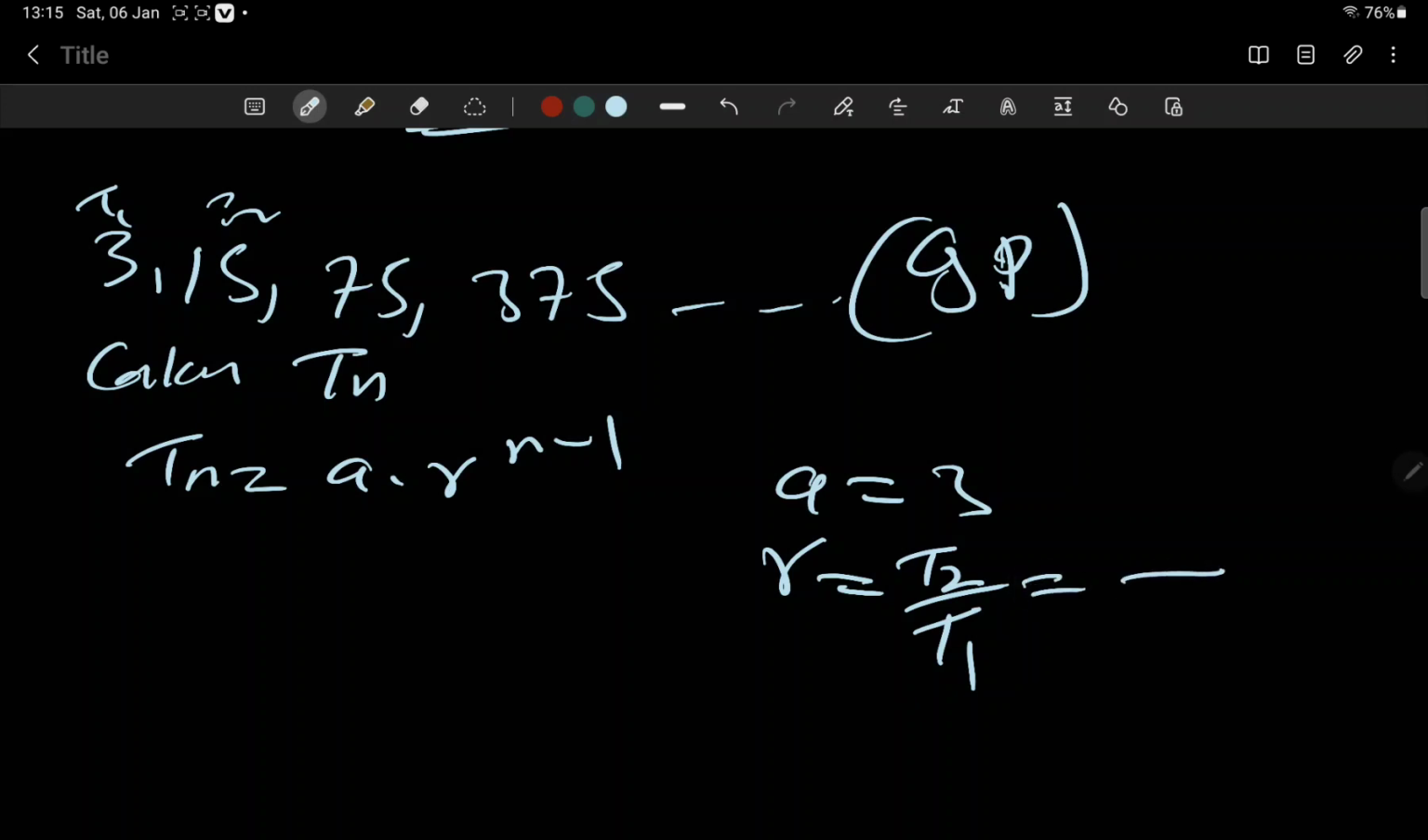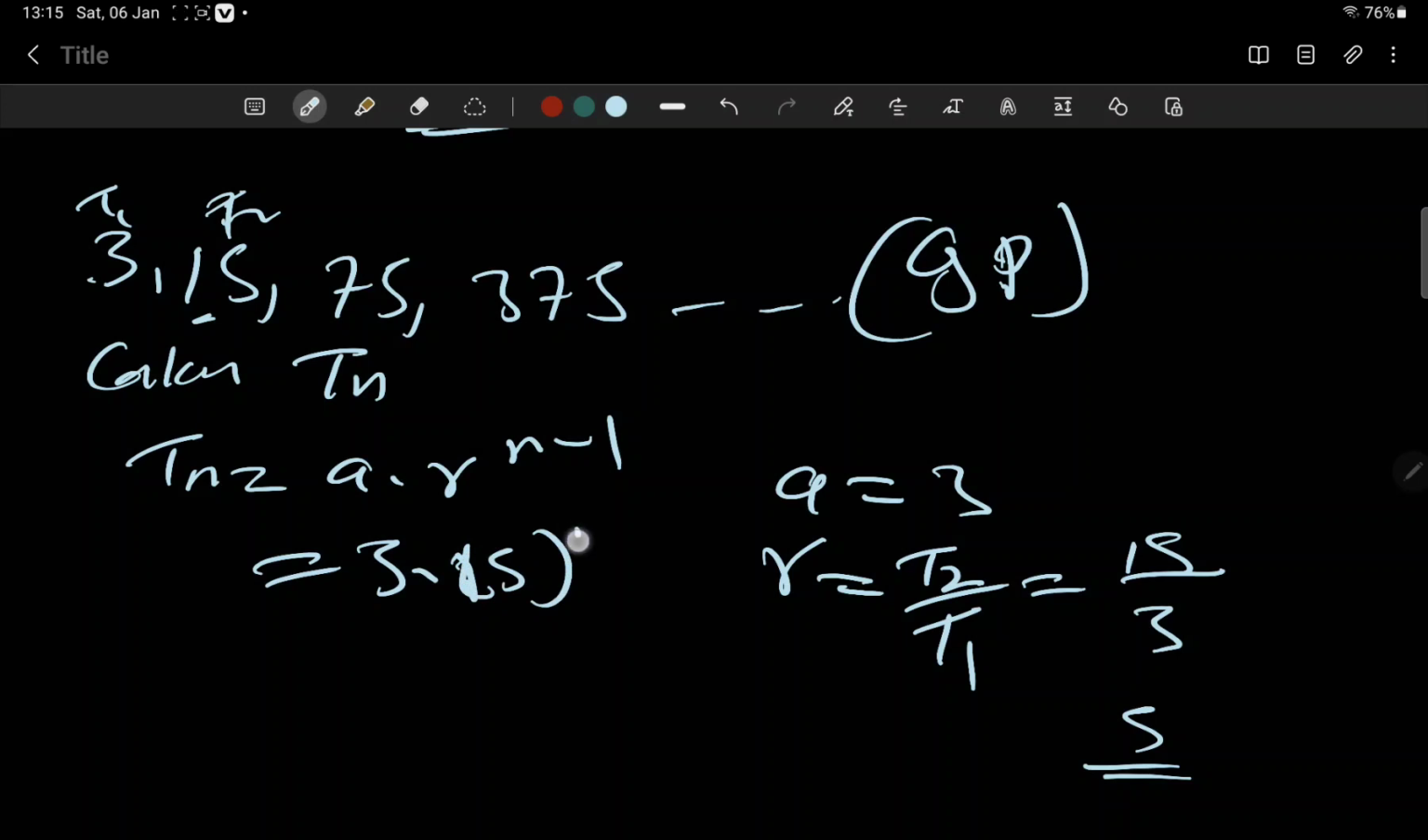Then term number 2, that is 15, over term number 1, which is 3. 15 over 3, that is 5. Then we substitute into the formula. First term, that is 3, times the common ratio, 5, to the exponent of n minus 1. We don't have to put the brackets, you can just say 3 into 5 to the n minus 1.